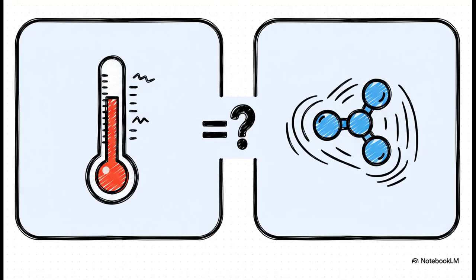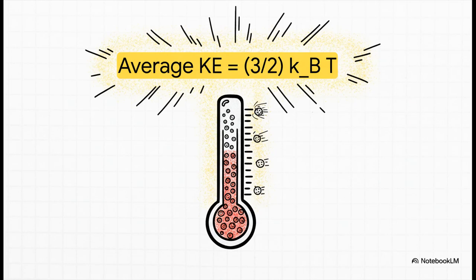So, on one side, we have temperature, right? The thing we measure with a thermometer. On the other side, we have the average kinetic energy of the molecules. That's just a fancy way of saying how much energy they have because of their movement, how much josh they have. And guess what? These two things are not just related, they're basically the same thing.